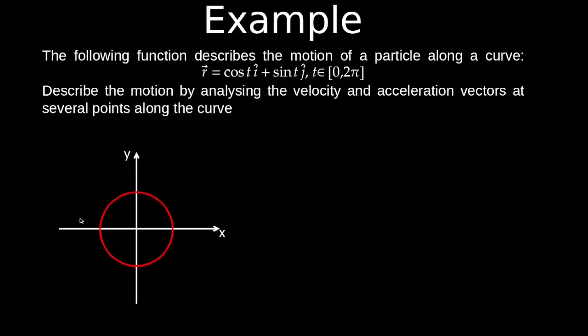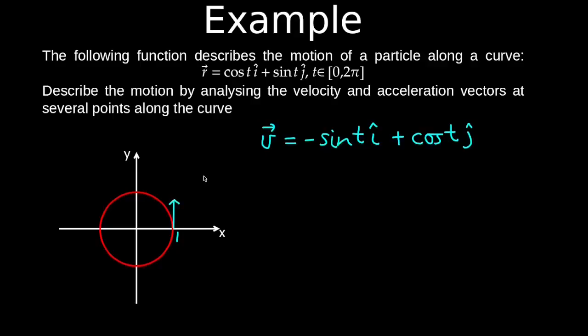The following function describes the motion of a particle along a curve, and we're asked to describe the motion by analysing the velocity and acceleration vectors at several points along the curve. So differentiating the position with respect to time, we get the velocity. So we can see that this is a parametrization of a circle with a radius of 1. So substituting for t is 0, we get the velocity pointing in a vertical direction.